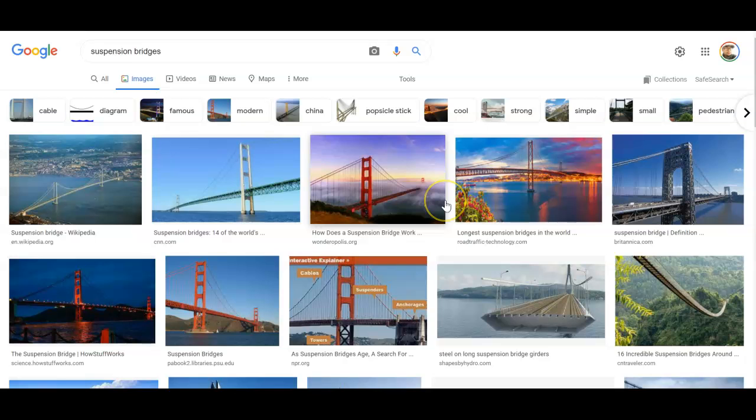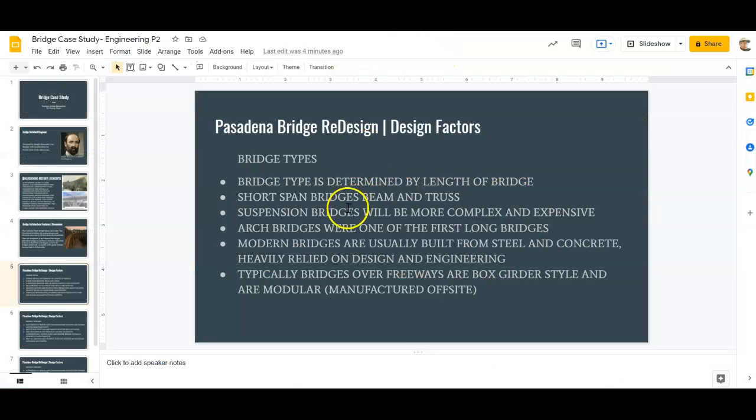All bridges need to be maintained. They're not going to stand the test of time forever. And so they need to be oiled, lubricated, and painted. And then there's streets on there. Those need to be paved every now and then. So there you have it. That's the suspension bridge.